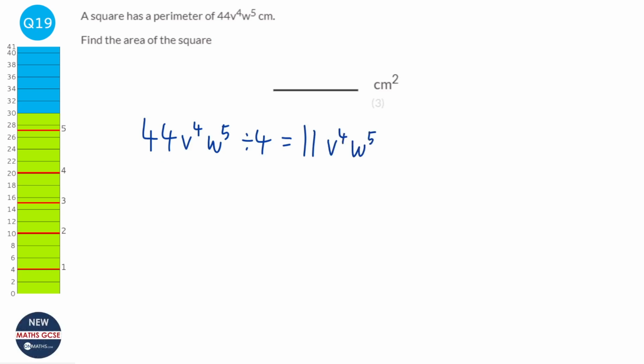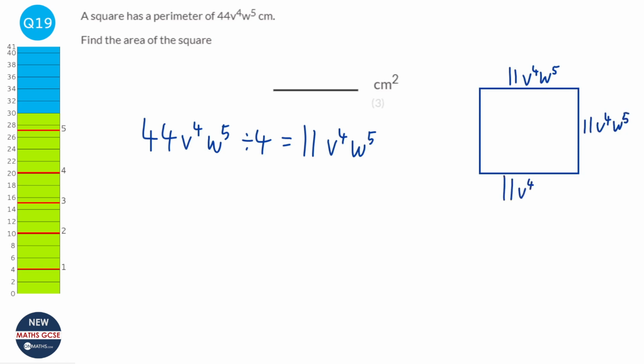Some people will try and do something with the v to the power 4, w to the power 5. But if you think about it, if I just draw out my square, if it's 11v to the power 4, w to the power 5 all the way around, when you add, you don't add the v to the power 4, w to the power 5. It's just going to be 11 lots, another 11 lot, another lot of 11, and another lot of 11. So it's 44v to the power 4, w to the power 5 in total.